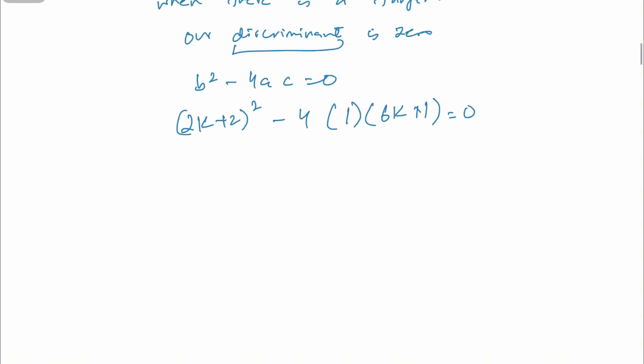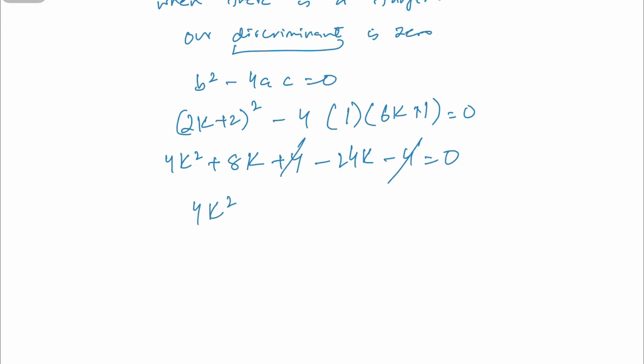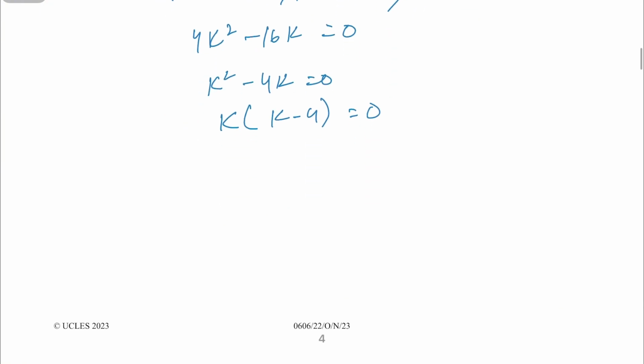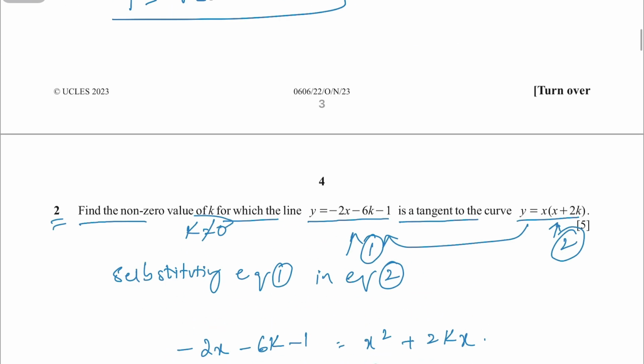We'll solve this equation. We'll get our answer as 4k squared plus 8k plus 4 minus 24k, and then minus 4 equals 0. Positive 4 and negative 4 cancel out. We'll be left with 4k squared minus 16k equals 0. 4 would be divided from the whole equation. We'll be left with k squared minus 4k equals 0. Taking k as common, this would be k times k minus 4. We'll not be using k as 0 because the question stated that it needs non-zero values of k.